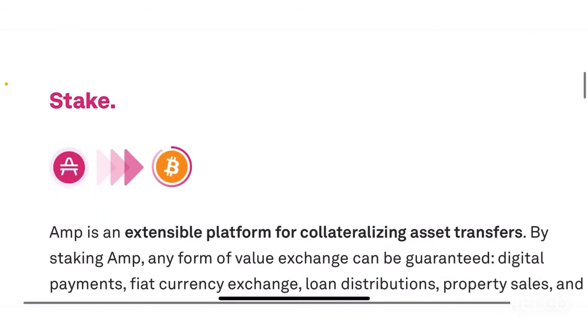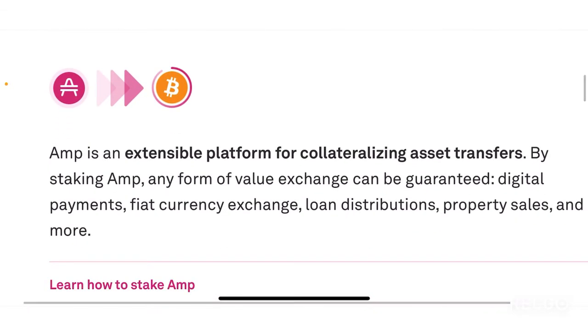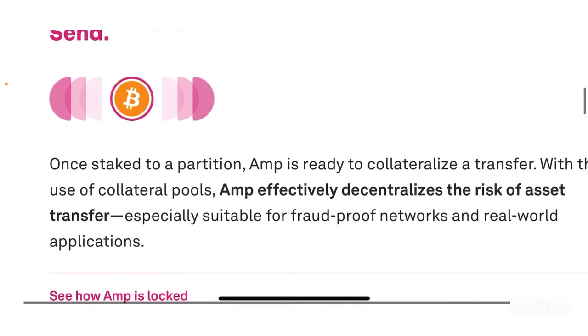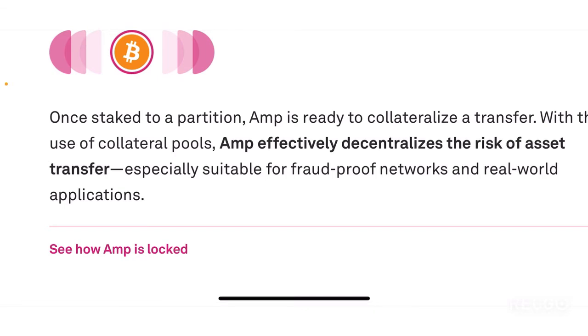You can stake. AMP is an extensible platform for collateralizing asset transfer. Again, this is one of the main focuses for AMP, because they allow for staking not only for allowing people to use it as collateral, but also for providing staking rewards and making it a very viable ecosystem, right? So you can send cryptocurrencies. AMP effectively decentralizes the risk of asset transfer. They enable fully decentralized payment focused transfers of cryptocurrencies within their platform, which is pretty good.